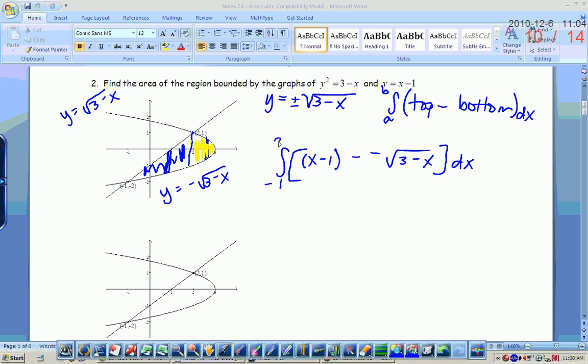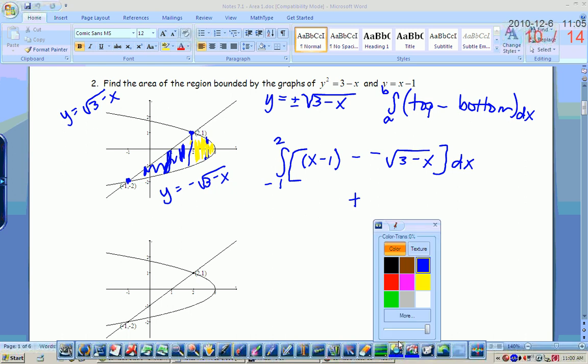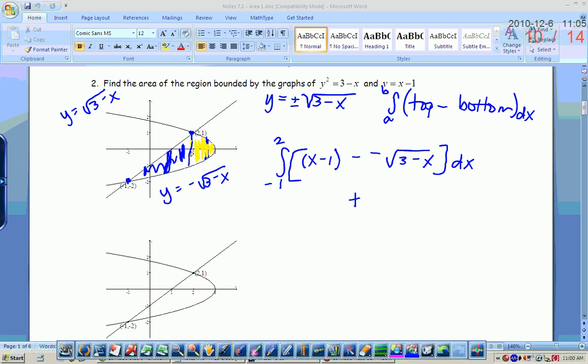Good, negative 1 to 2. This integral just represents the area of the blue region. I should not have shaded that other part in yellow because that's hard to see, so I'm going to use purple for the yellow. For the purple, the area of this region is going to be the top part minus the bottom part.